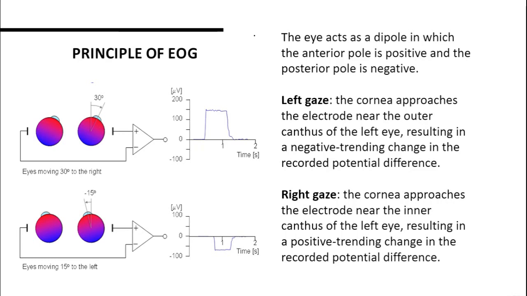So what does canthus mean? Canthus means the two points of the eye. Like we can see as a circle, the circle has a left and a right point. So that is known as a canthus.